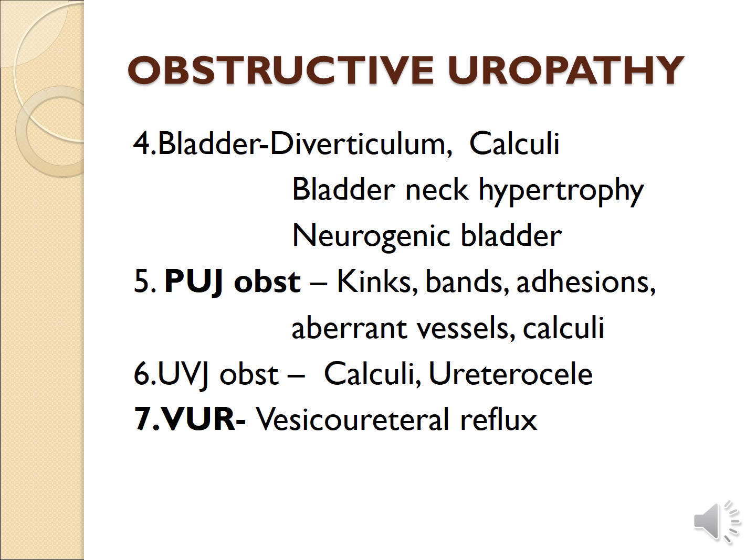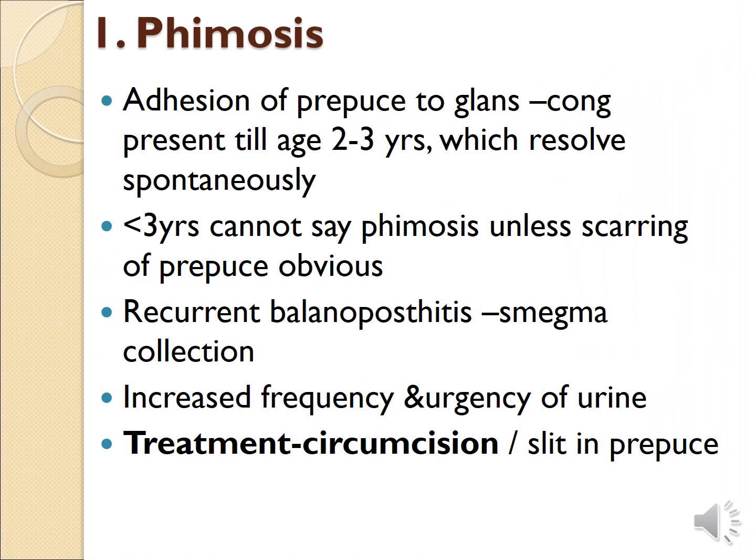And number 6, uretero-vesical junction obstruction at the site of ureter and urinary bladder. The obstruction might be caused due to calculi, ureterocele. And number 7, vesico-ureteral reflux. And this is also one of the important causes of obstructive uropathy, so we'll be discussing this one also. Now come to the discussion. So number 1, starting with phimosis.